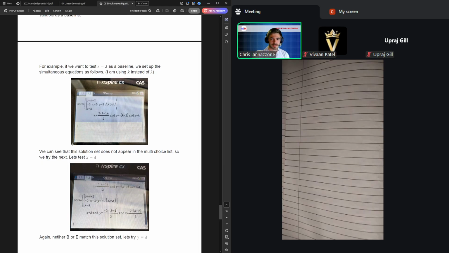Anyone have any trouble getting to the simultaneous equation solver on their CAS? Everyone know where this is? Happy to show if not.